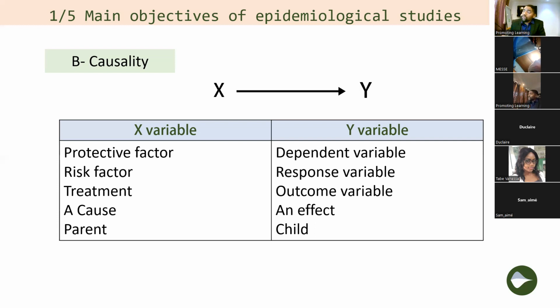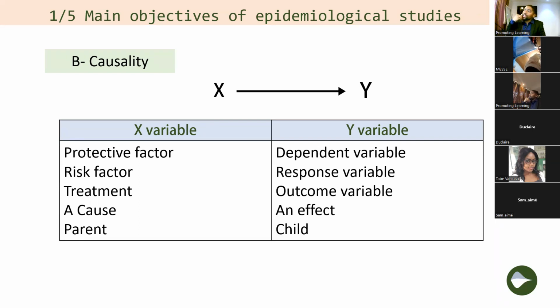So these are the terms we can use when we are out for causality. And these are the terms we can use for Y variable. So the reason why I put a cause and effect, a parent and a child, is just trying to refer back to the terms that are used in causal graphs. So this is a simple causal graph, where X, the parent, causes Y, the child.